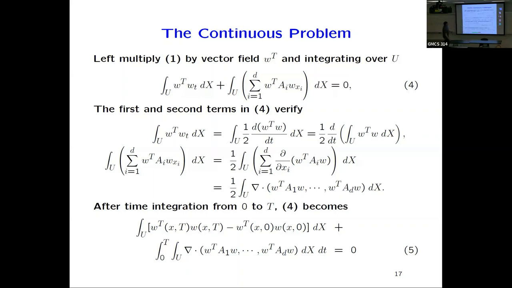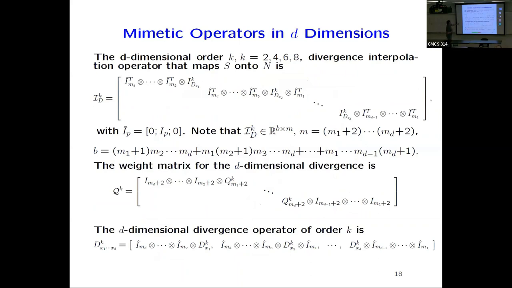Then I have to talk about the divergence operator and also the interpolation, and I am showing those here in n dimensions. So this is an interpolation. It is based essentially on identities, some modifications of the identity. It is the identity matrix with an extra row of zeros on the top and on the bottom, and it is an interpolation of first order over here.